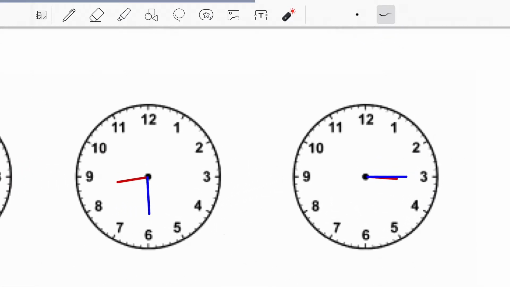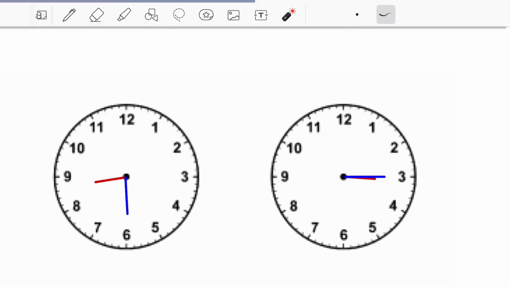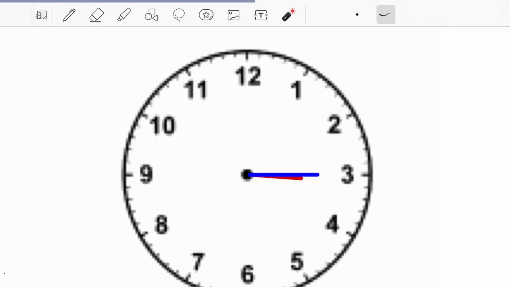Next we have 3:15. So notice that the hour hand is not directly on the 3. It's a little bit off. So this would be directly on the 3, and it is a little bit this way, which means it's slowly going away from the 3. And the minute hand is pointing on the 3, which means 15 minutes.